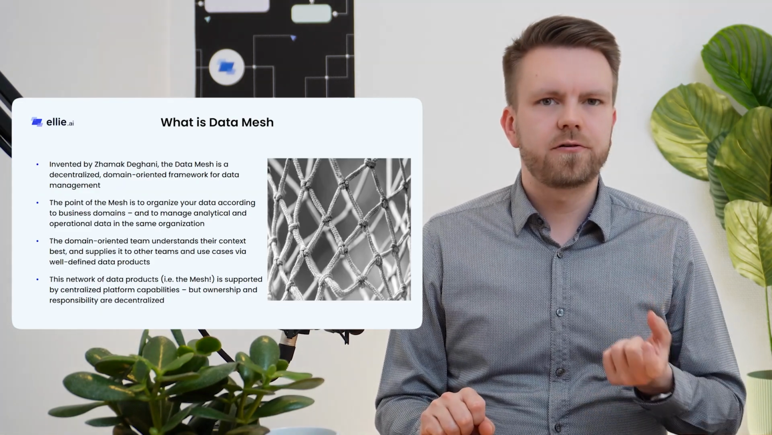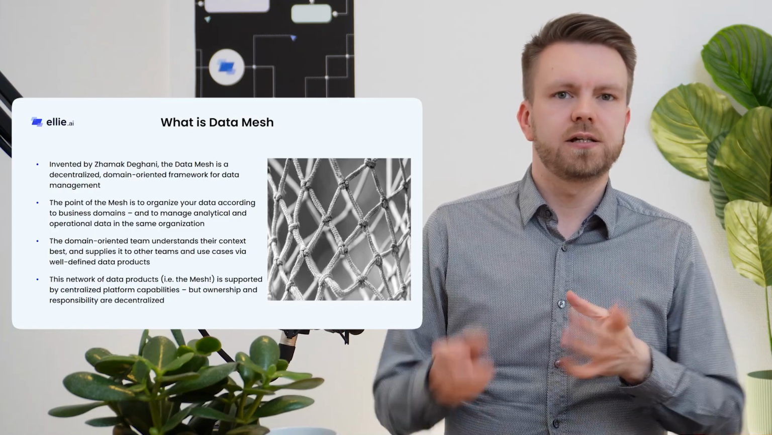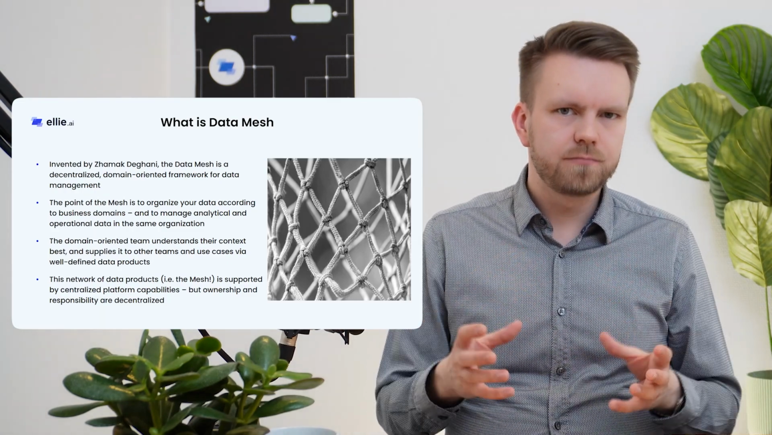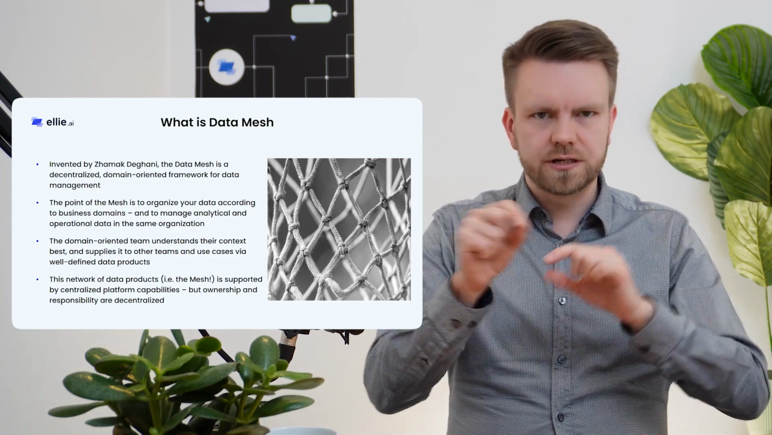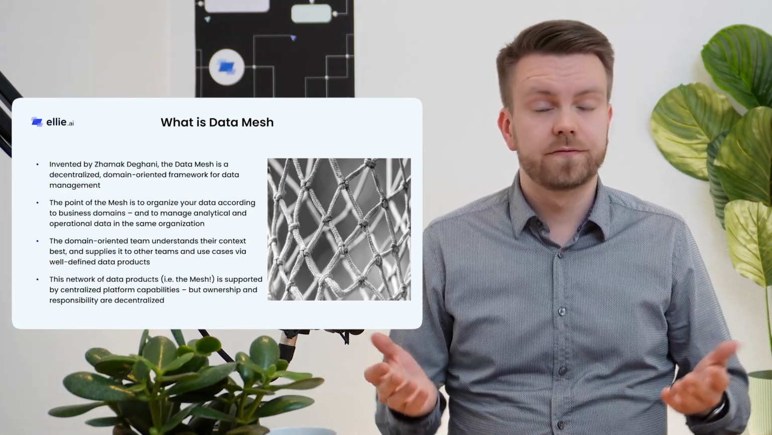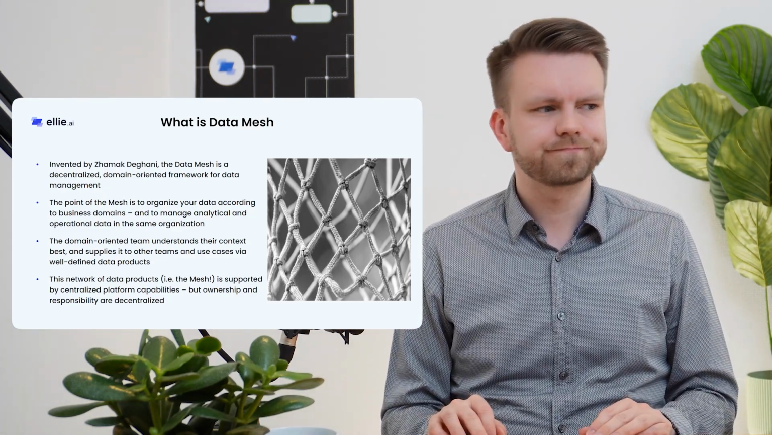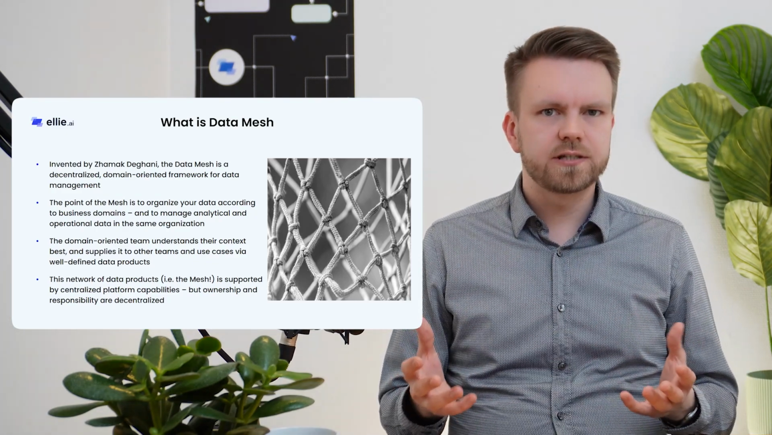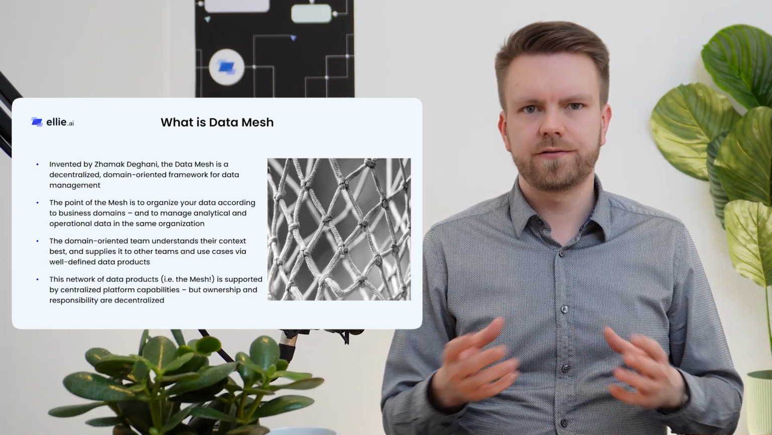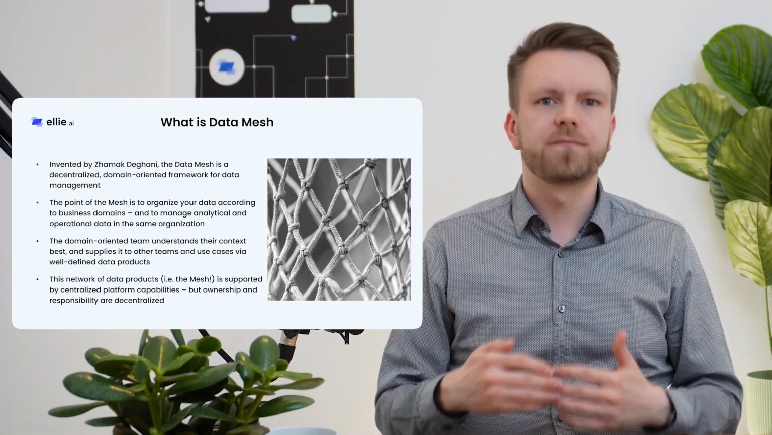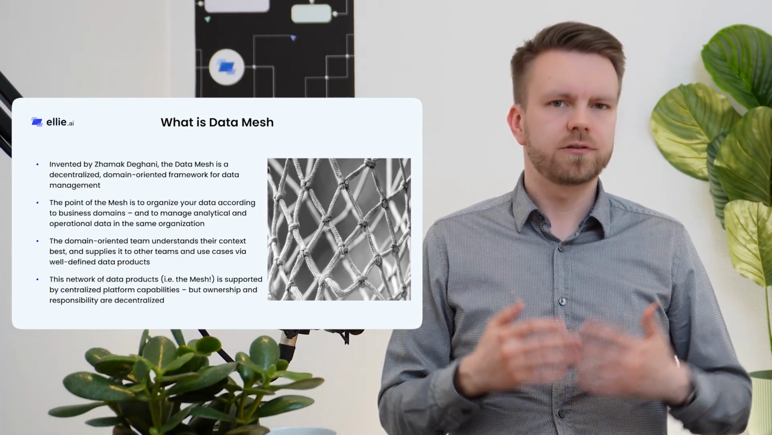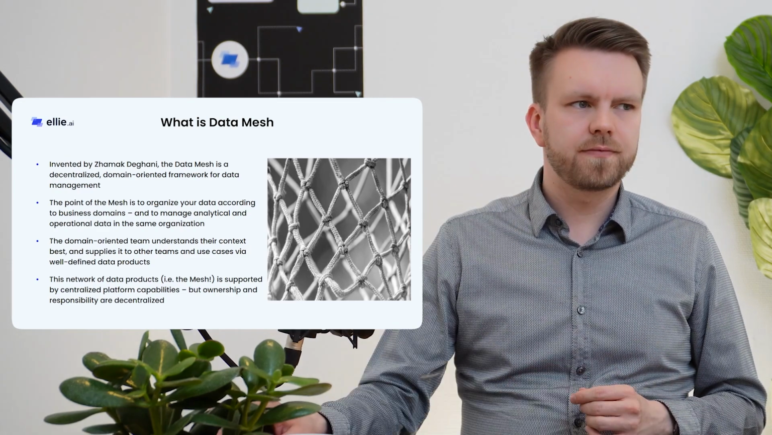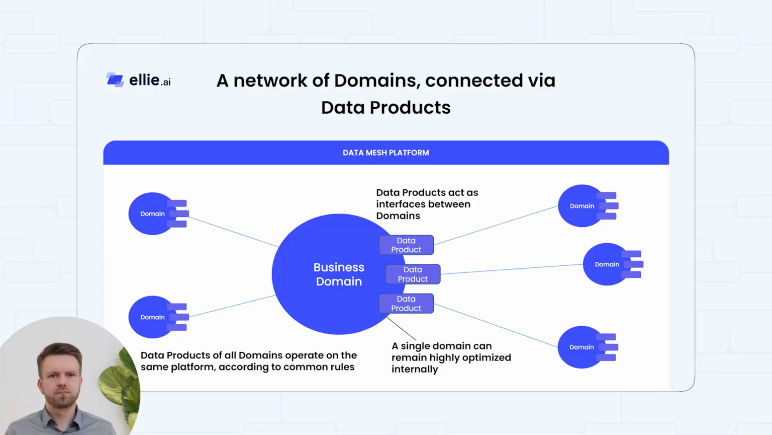The data product is the way that the domain shares data outside it. This network of domains and data products which link these domains together, this is of course then the mesh. The nature of this is of course decentralized, but there is a centralized platform capability which provides these domain teams with tools and capabilities to actually build and maintain their data products. In effect, this is what it looks like.